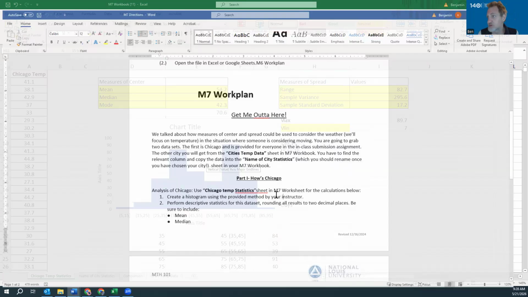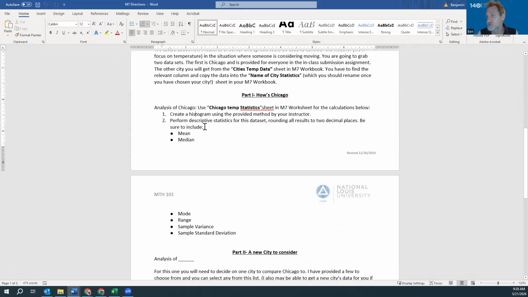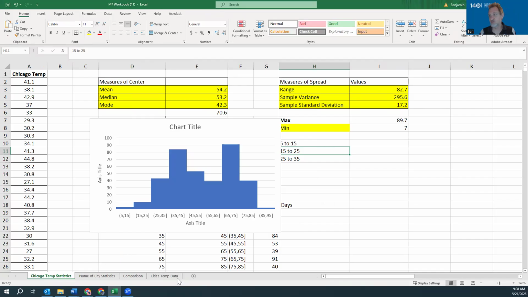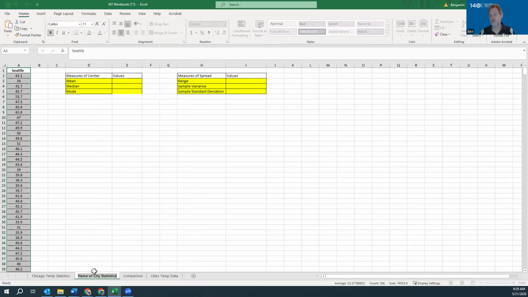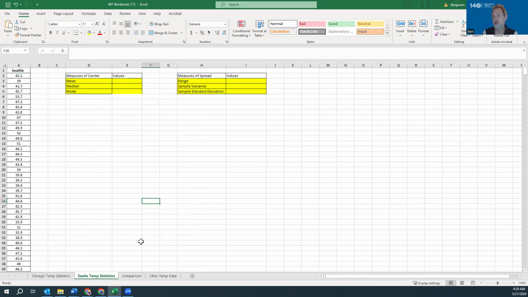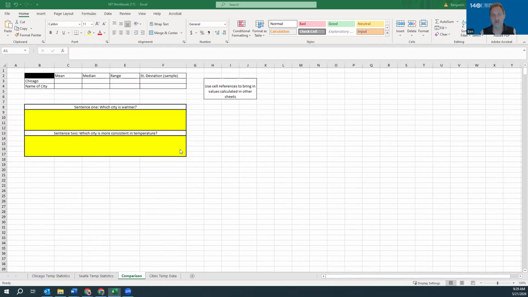So let me pull up the directions, histogram, descriptive statistics. Good. In the second part, you're going to do this for a second city, and you're welcome to choose any city you want from here. I would just say make sure you change this. So this would be whatever city you're doing, Seattle, temp statistics. And you're putting in the data, you're doing all the same work. You've got to build a histogram, you've got to do the measures of center, the measures of spread, and then we're going to pick it up on the comparison sheet.